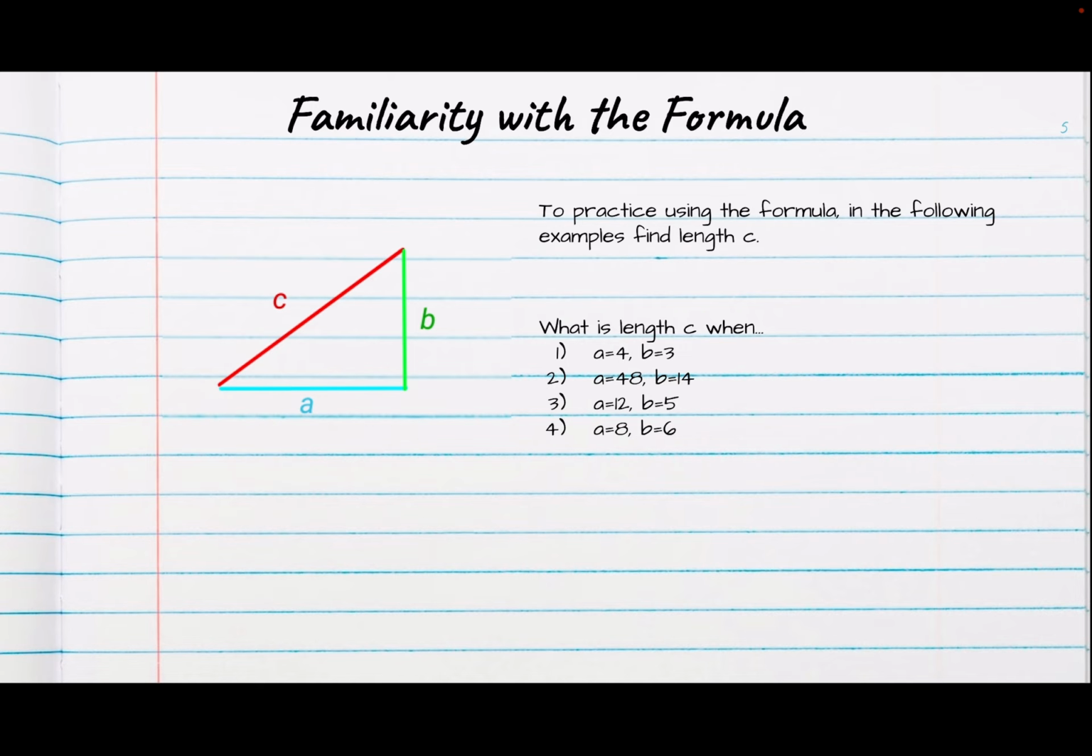Familiarity with the formula. To practice using the formula in the following examples, find length C. What is length C when 1, a equals 4, b equals 3; 2, a equals 48, b equals 14; 3, a equals 12, b equals 5; and 4, a equals 8, b equals 6? You can pause the video to calculate these out. Congratulations! If you solved them, the answers were 5, 50, 13, and 10. Let's move on.